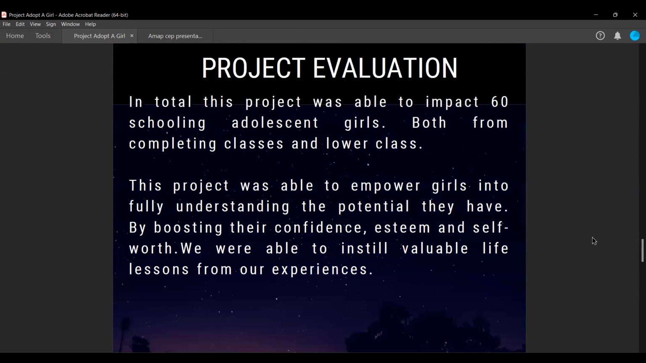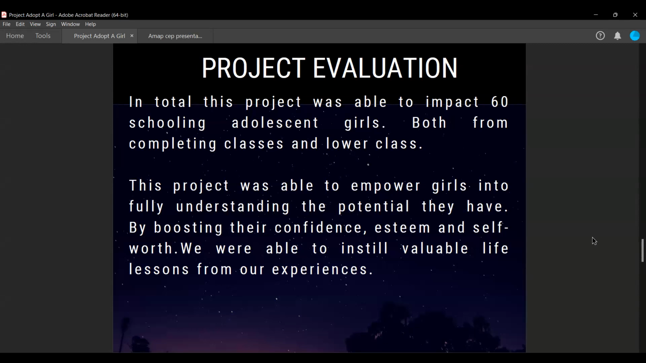Next slide. Okay, project evaluation. In total, this project was able to impact 60 schooling adolescent girls, both from the completing classes and the lower class. In the school that I had adopted at first, I managed to address the completing classes, but had to cut it short because they were getting into the examinations. So I was forced to adopt another school in which I was able to address the lower class.